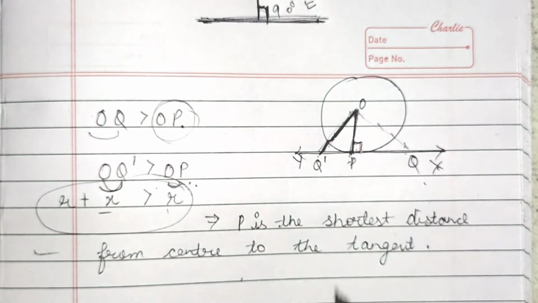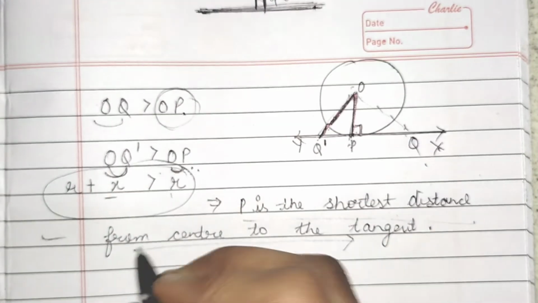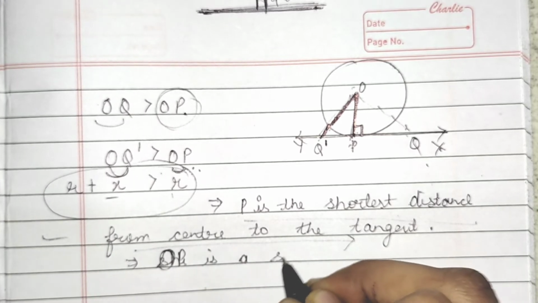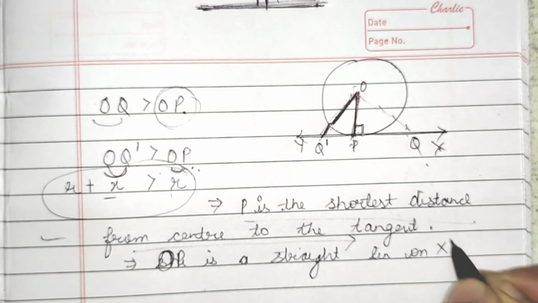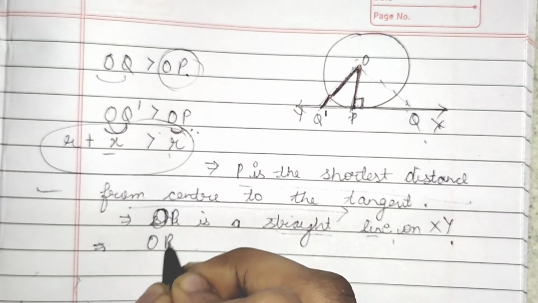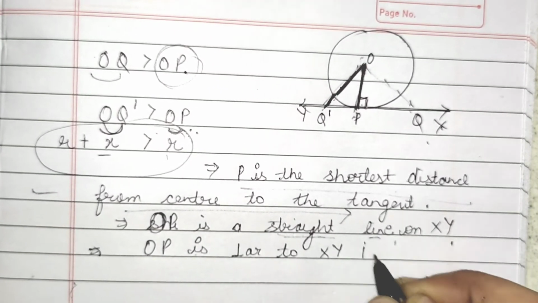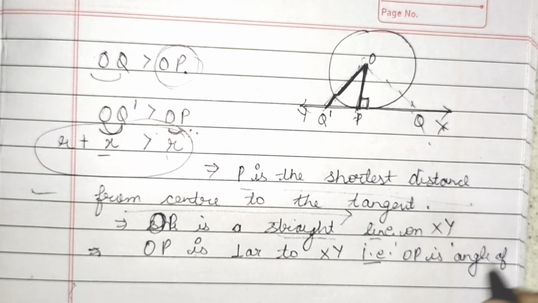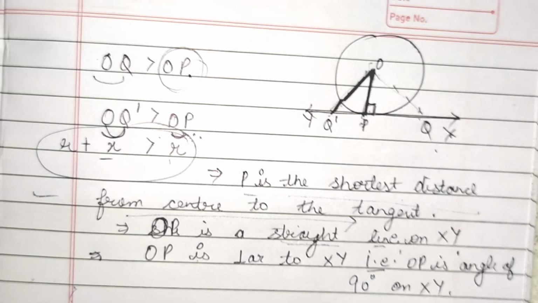So same is here. OP is the shortest distance from the center to the tangent, and the shortest distance means that OP is a straight line on XY. Why is it a straight line? What does it mean? It means that OP is perpendicular to XY. That means OP is making an angle of 90 degrees on XY. Understood?